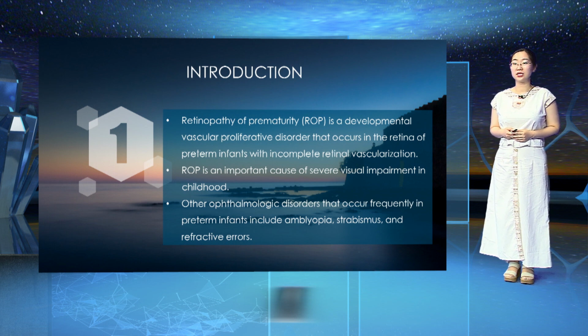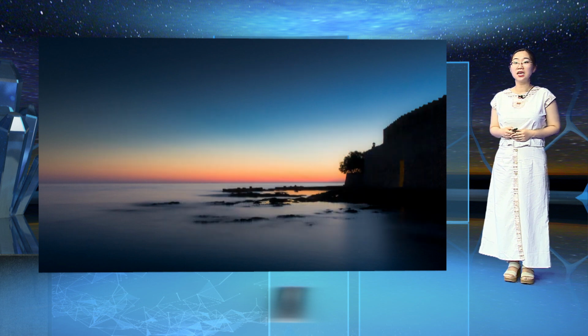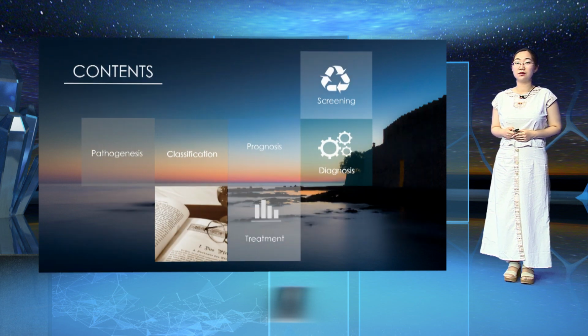Other ophthalmologic disorders that occur frequently in preterm infants include amblyopia, strabismus, and refractive errors. This lesson will review the pathogenesis, risk factors, classification, screening for ROP, and the management and the prognosis of ROP.